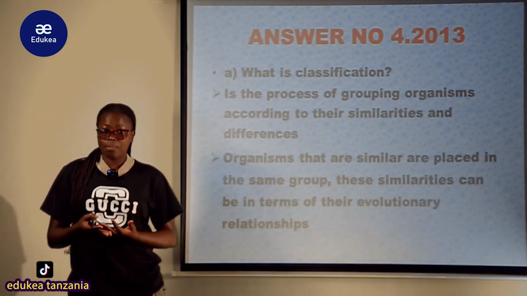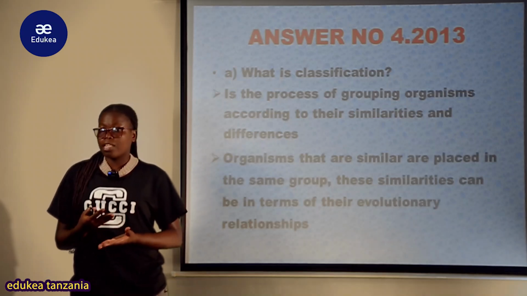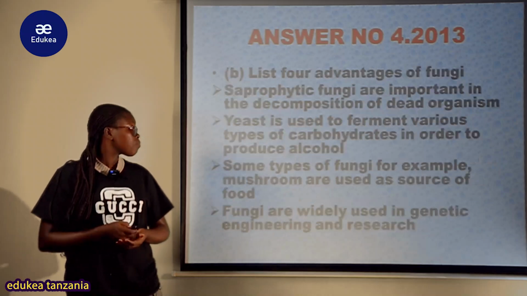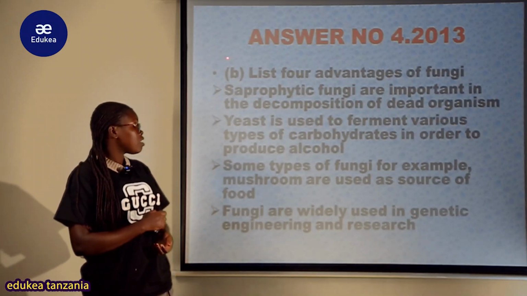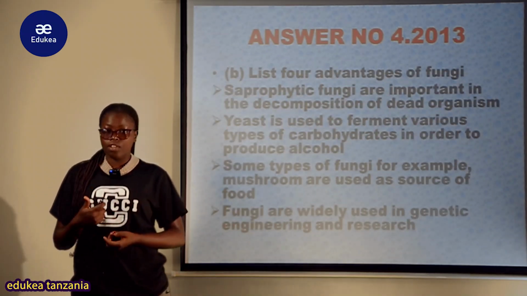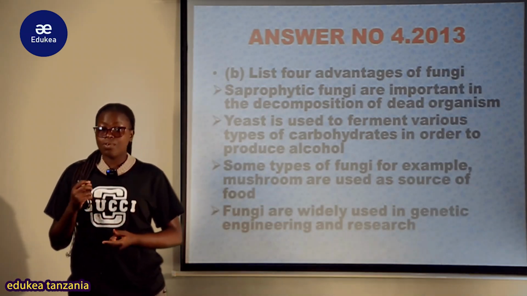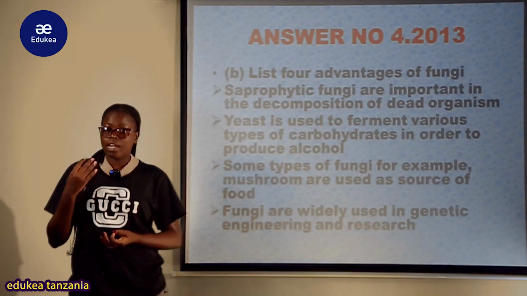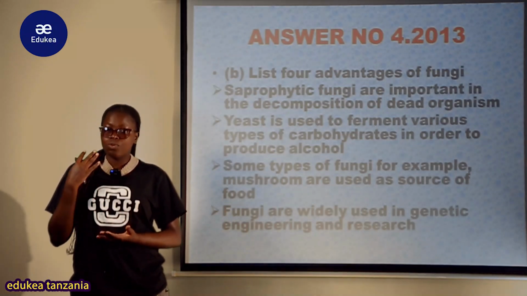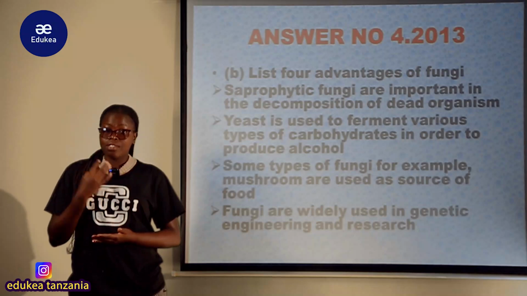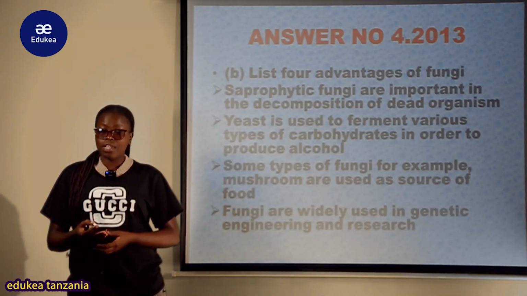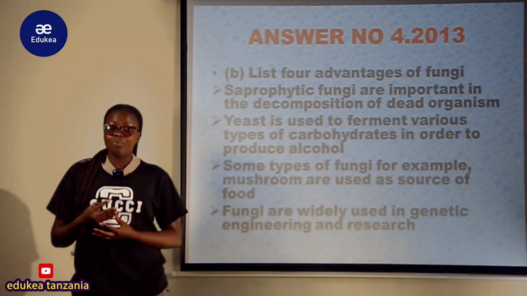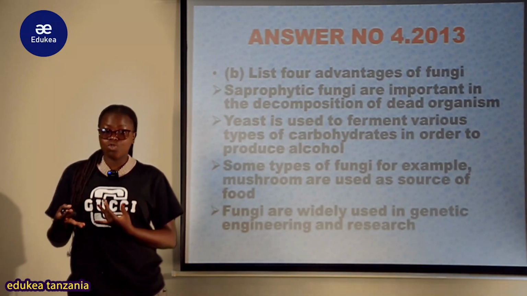Now, after knowing these representative members of the kingdom fungi, let us discuss their advantages. The question asks you to list only 4 advantages of the kingdom fungi. My lovely Form 2 students, once you are told to list and you have been given a limit on the number of points, make sure that you stay within these directions and rules so that you do not give extra points. You can give only 4 points. Make sure that you provide only 4 points to avoid consuming all the time.